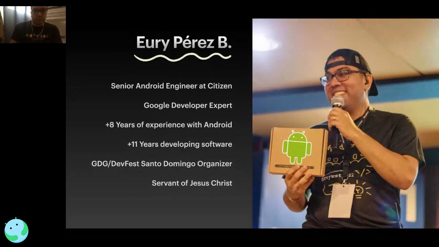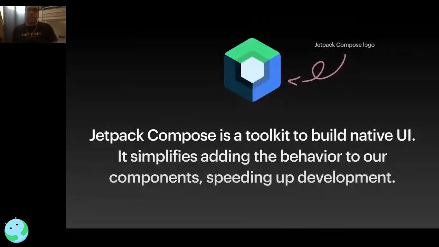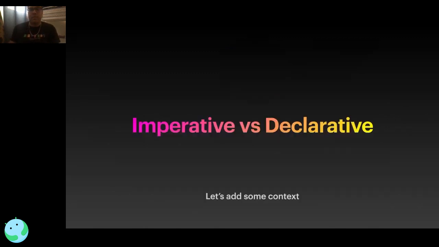So, first, let's give a quick Compose intro. Jetpack Compose is a toolkit to build native UI. It basically changes the old, original View system way of constructing UI to a declarative way that is taking the industry by storm for the last few years. So let's see imperative versus declarative. What is this about? Let's add some context.